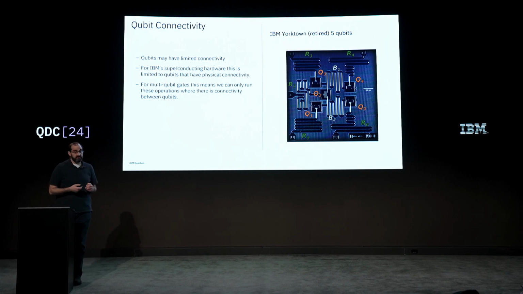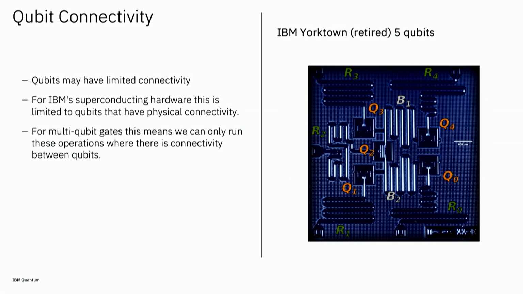The second constraint is also kind of intuitive when you look at a die photo. And I wish I had a newer die photo because this is a really old one that everyone uses in every IBM Quantum presentation I've ever seen. So this is an old 5-qubit die photo. I think it used to be IBM Yorktown. But we're going to be talking about qubit connectivity. So qubits in a quantum processor have limited connectivity. On IBM superconducting hardware, that's because there's physically a connection between the qubits.